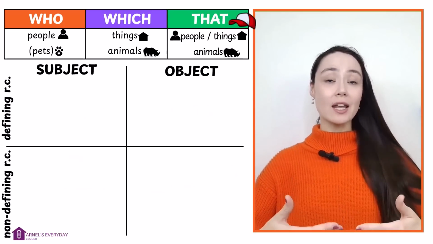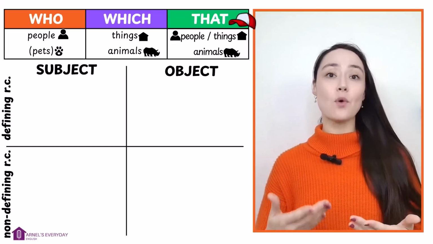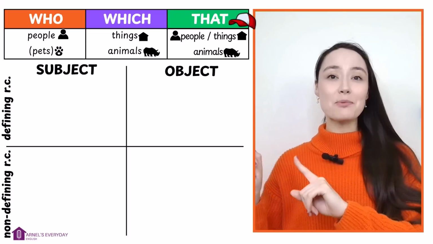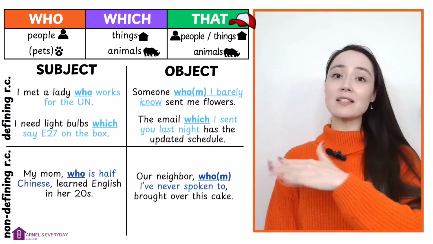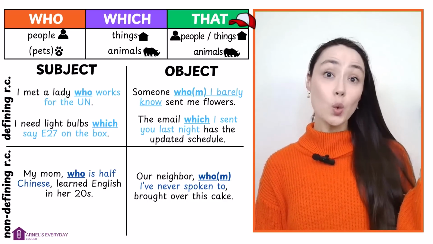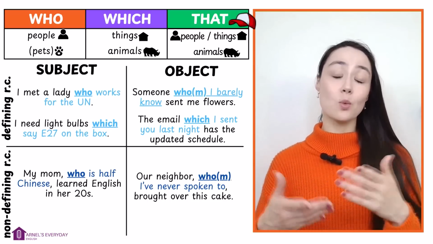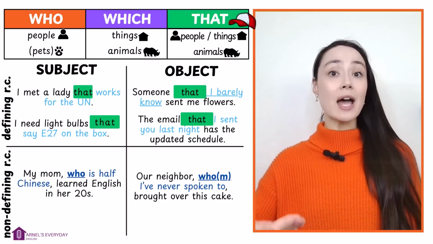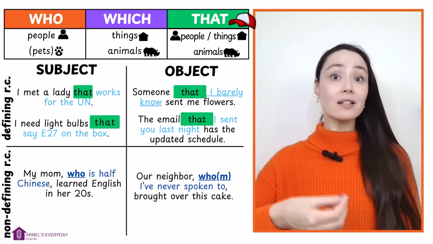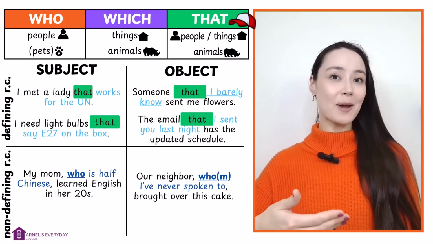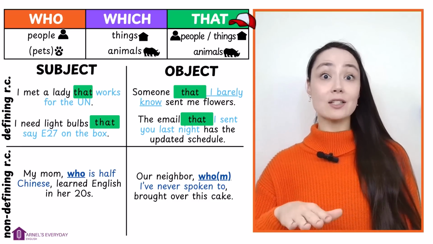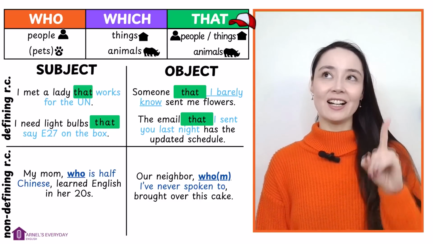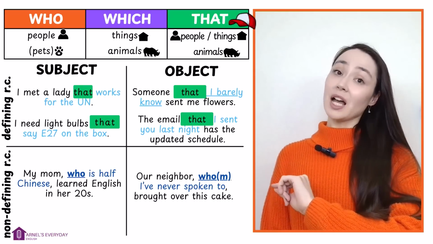That. We know that is more versatile and informal. It can be used for people and things, so let me bring up some of my previous examples. You can see a mix of people and things. We can replace who or which with that. Same thing, just less formal. A lady that works. Light bulbs that say. Someone that I barely know. The email that I sent you last night. All good, all correct. But there is always a but.